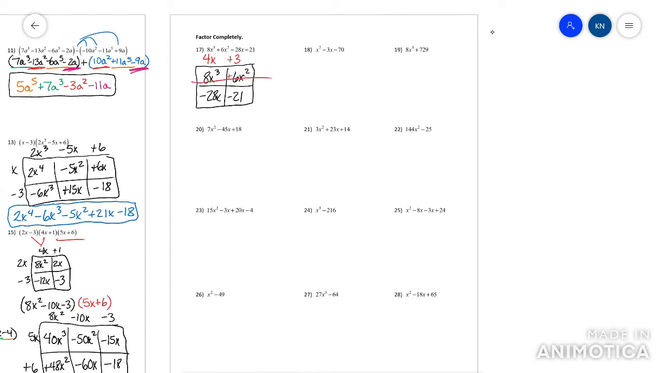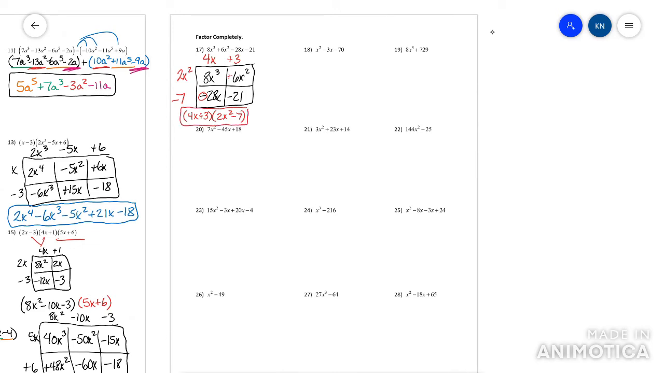These are both divisible by 2, and they both have x squared. Not just x squared. You can say they both have at least 2 x's. And then these are both divisible by 7, and my lead box is a minus. So that would be my answer, and you just write it in 2 sets of parentheses. So I've got a 4x plus 3, and I've got a 2x squared minus 7. And that would be my answer.